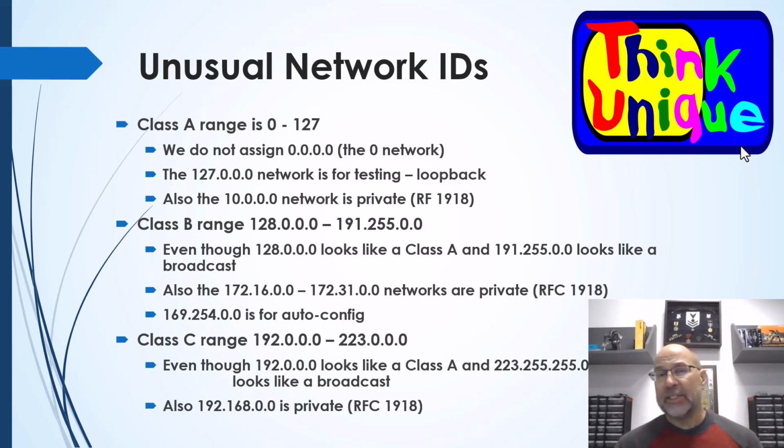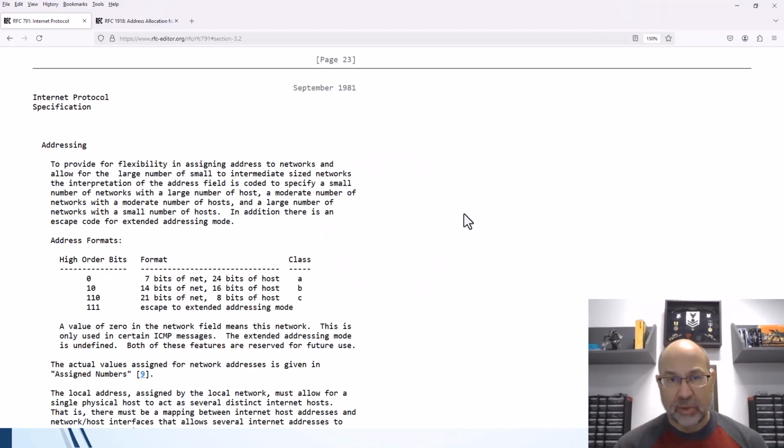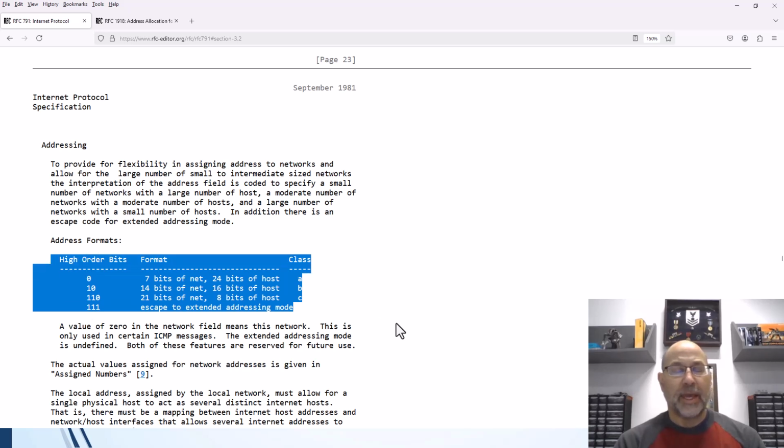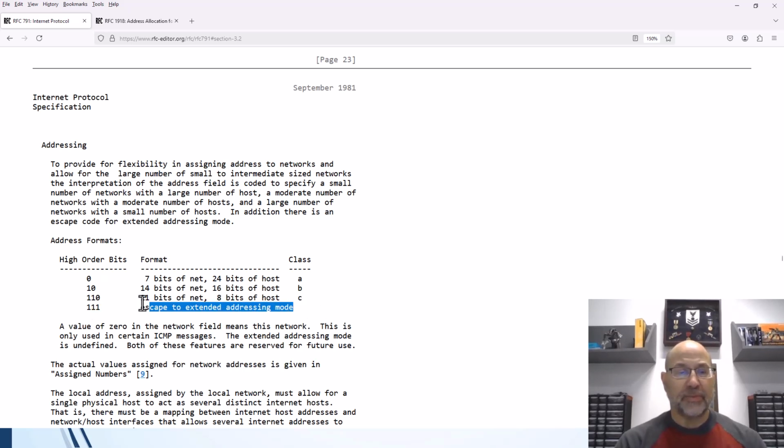Now, if you wanted to see where these were, where could you go? Am I just making this up? Where did the CCNA get all of this stuff from? Well, you can look at the RFCs. So here is RFC 791. As you can see, it dates from 1981. And if you scroll down to the addressing section, you can see all of this. And you can see the bit pattern that I talked about, 0 for Class A's, 10 for Class B's, 110 for Class C's. And we can see the descriptions here.